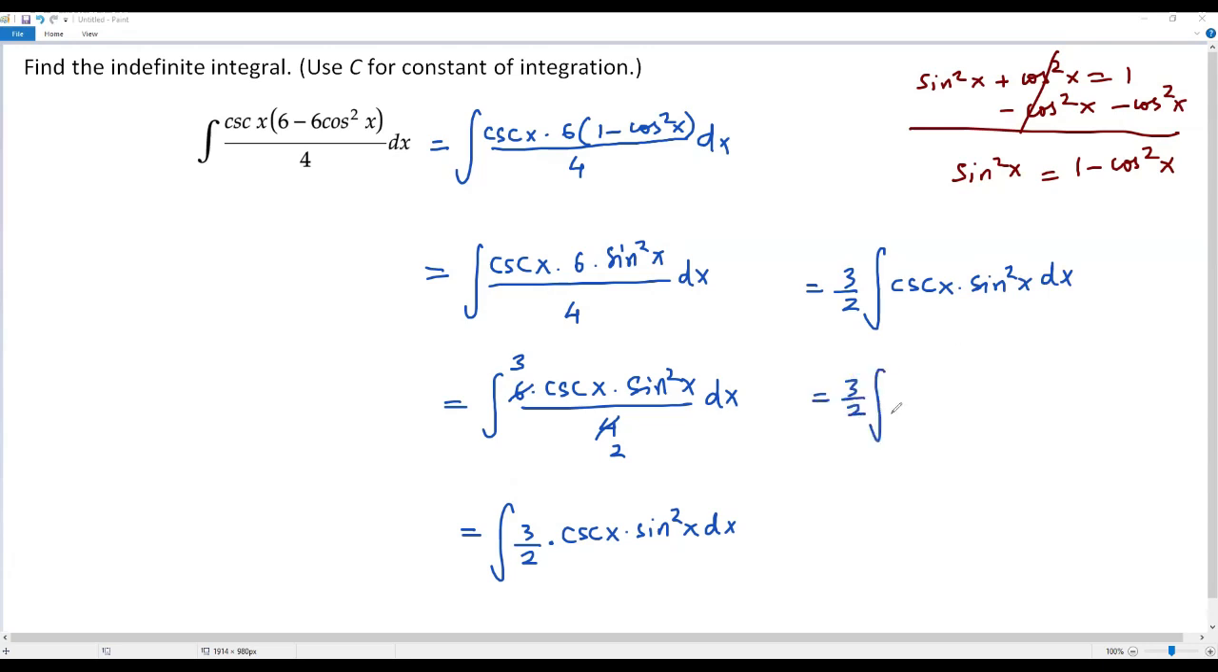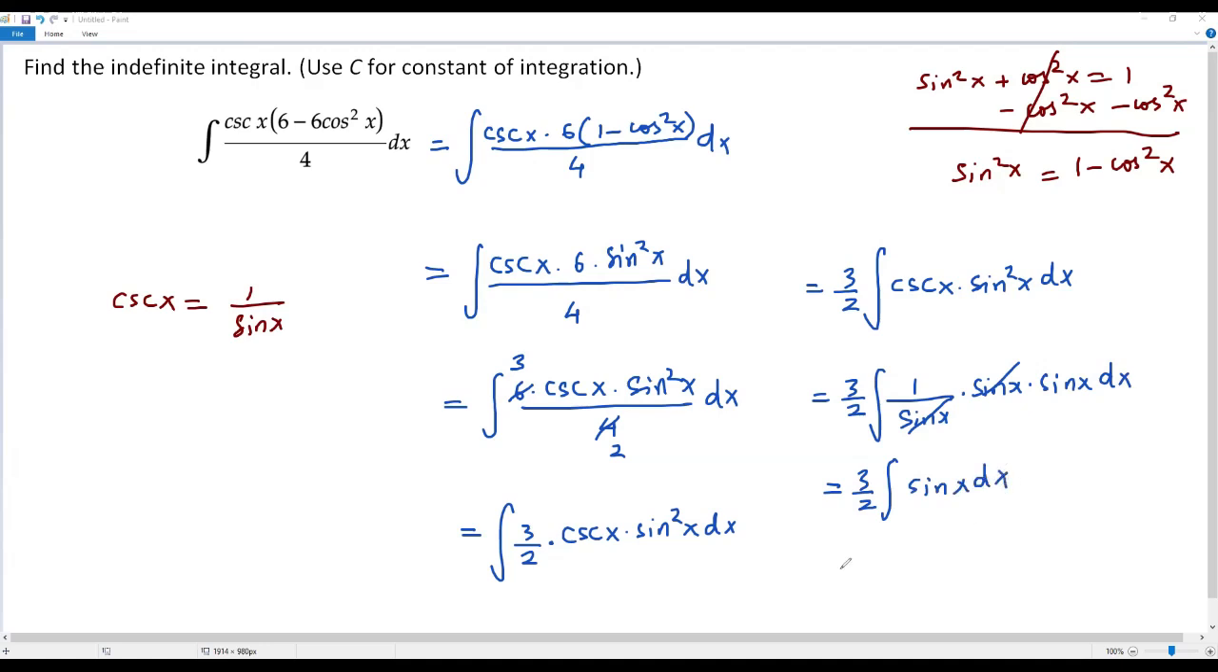3 over 2 times the integral, and here we can use the reciprocal identity in trigonometry, that is cosecant x equals 1 over sine x. So we can plug in 1 over sine x for the cosecant x we have over here. Let me continue the step. I plug in 1 over sine x for this cosecant x, and for the sine squared x, we can write sine x times sine x, then we get dx. So this sine x and sine x will cancel out. I'm getting 3 over 2 times the integral of sine x dx.